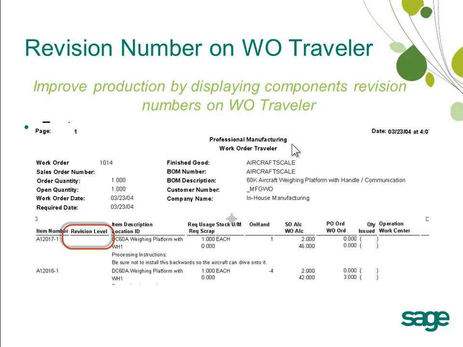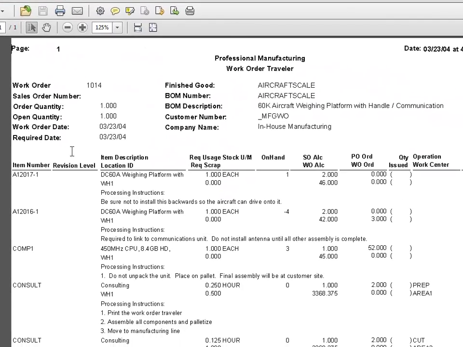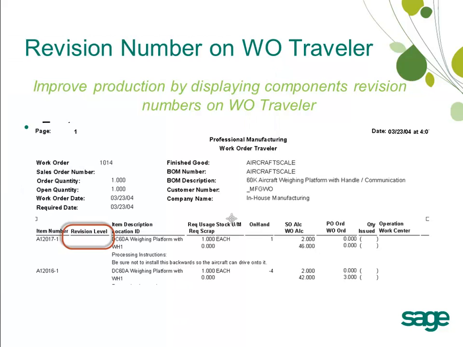Okay, revision numbers on work order travelers. I'm not going to run this, but if you do want to run the work order traveler, one of the things we've added to the work order traveler report is the revision level. If you take a look at the report itself, you can see that the revision level is here. This is the same aircraft scale. I don't have any revisions of these particular items, but they are there and you can see them. So that's been added to the report at the request of our customers.